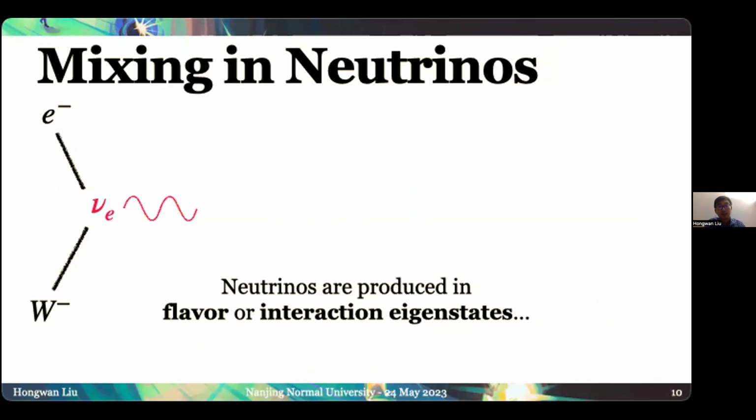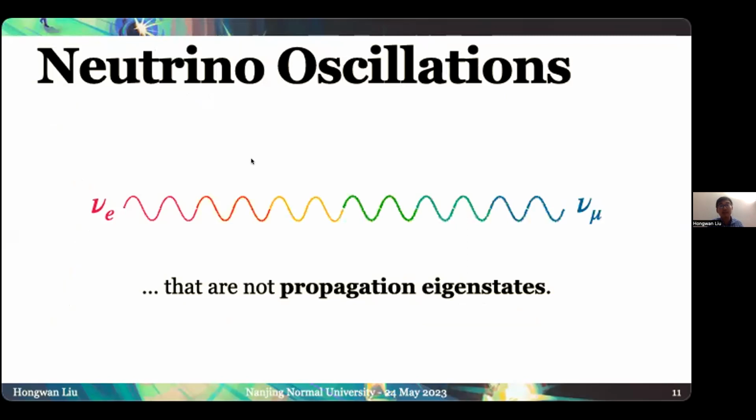So we know, for example, that if we produce an electron-type neutrino from some kind of weak interaction involving the electron, you get an electron-type neutrino that's produced. It is produced in a flavor interaction eigenstate. And then as it propagates, it actually oscillates from one flavor to another. So for example, it could go from nu e to nu mu. And this is a fine example of the fact that you can have interaction eigenstates that are not propagation eigenstates. And the exact same thing happens when you introduce a mixing between the photon and the dark photon.